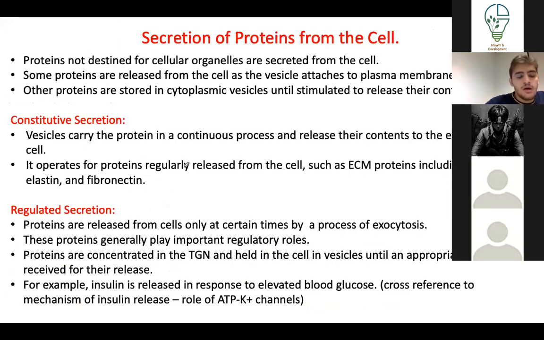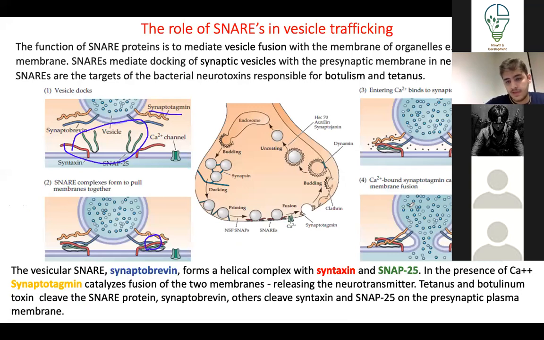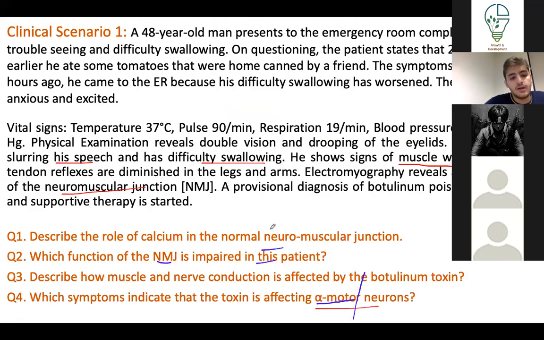Last thing they talked about constitutive secretion and regulated secretion. So usually when you form a polypeptide and you want to secrete it, you either secrete it as soon as you form it without regulation, that's constitutive secretion, or you regulate it. So you keep that polypeptide in the vesicle, and once the stimulus comes or the action potential comes, you release it when you want it. That is called regulated secretion.